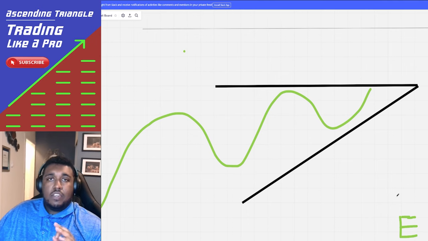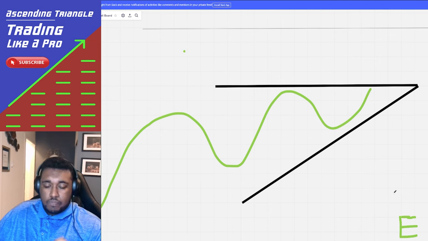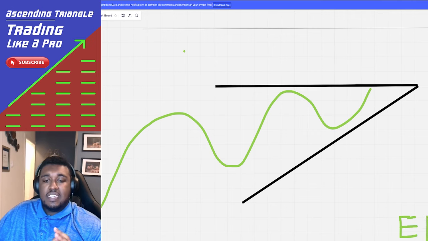It's a very small E. You'll see it on TradingView, or if you're on TD Ameritrade or whatever, you'll see the earnings, okay? Same with D for dividends.